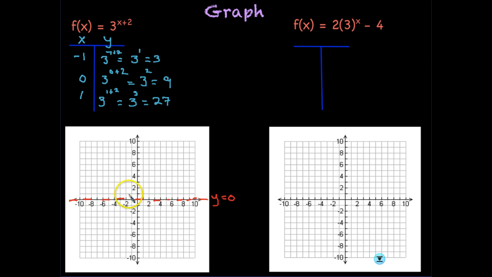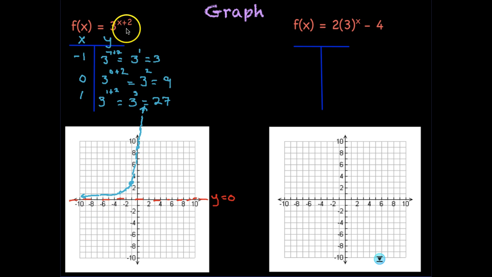We have (-1, 3). We have (0, 9). And then we're going to have (1, 27). So that's way up here. If we connect these points, the graph will look a little bit like this. This is a very rough sketch.